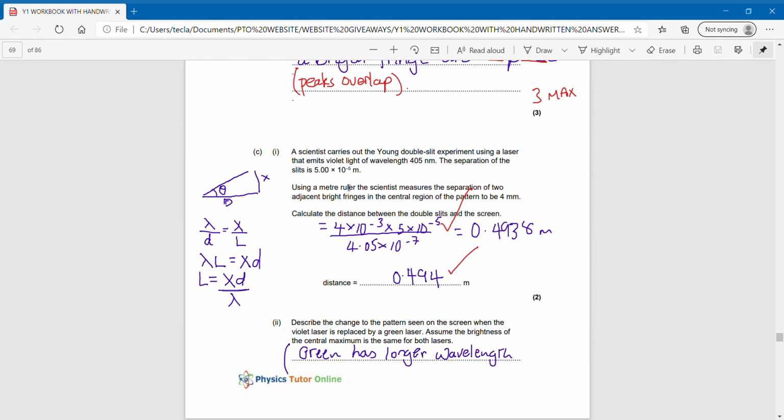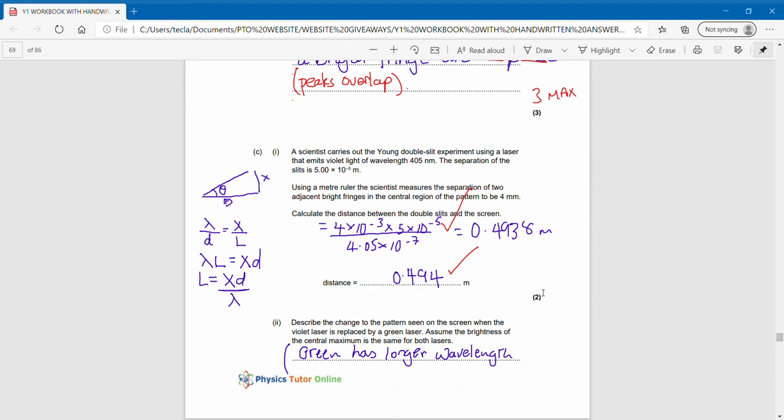And we are given this information. So the x is 4 times 10 to the minus 3, 4 millimeters, times 5 times 10 to the minus 5, which is the slit separation, and divide that by 4.05 times 10 to the minus 7, which is our 405 nanometers, and that gives 0.4938 meters, or 0.494 meters to 3 significant figures.